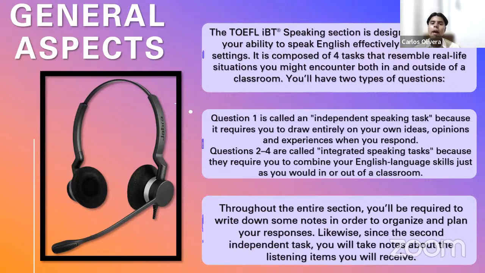Now, if you remember, I also talked about how in this section, although we have 4 different tasks, we just have 2 types of questions. The first type is called independent question. And the second type is called integrated question. The independent question is a type of question you will just find on the first task of the speaking section that we have discussed and practiced last week. Nonetheless, the integrated question, you're going to find in the second, the third, and the fourth task of the speaking section.